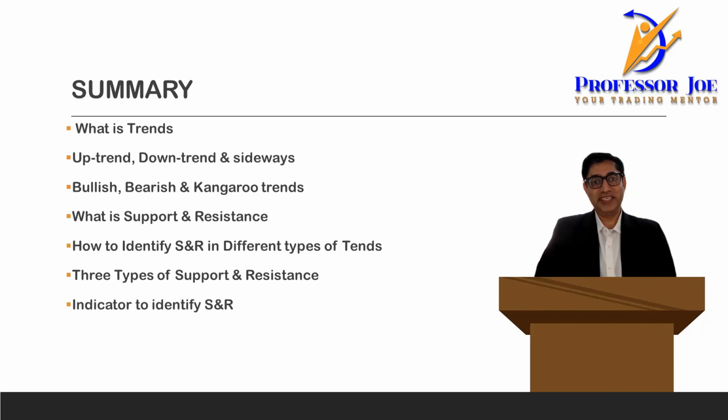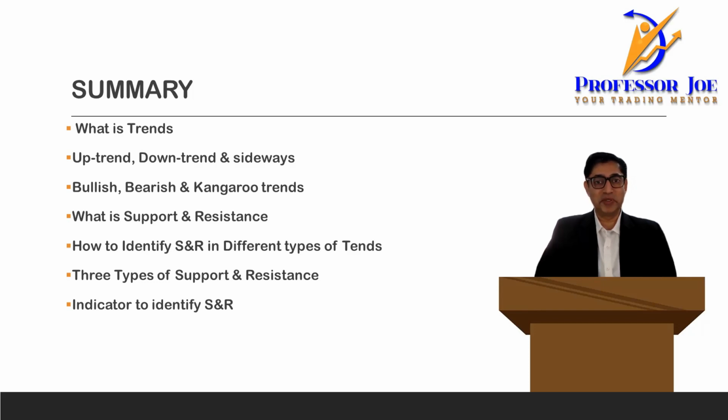So friends, like you have seen in this video, we have understood these following things. Number one, trends. Three types of trends: bullish trend, uptrend; bearish trend, downtrend; kangaroo trend, sideways trend. We also understood what is a support zone and what is a resistance zone. We also understood that there are three types of support and resistance zones. One is the structure support zone and resistance zone. The second is the trend zone, which is an upward or a downward trend zone. And third is a dynamic support and resistance zone.